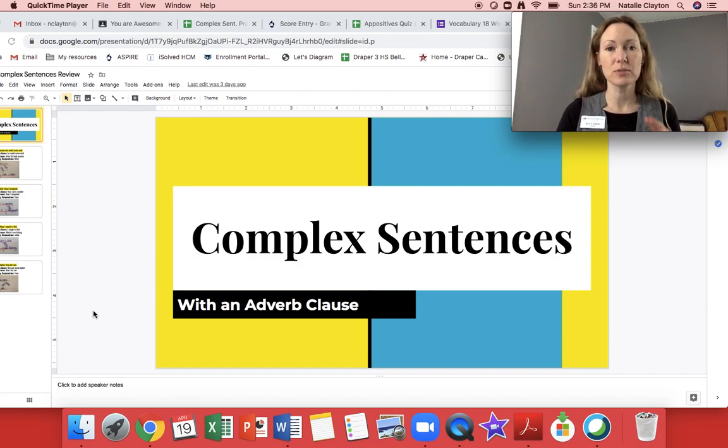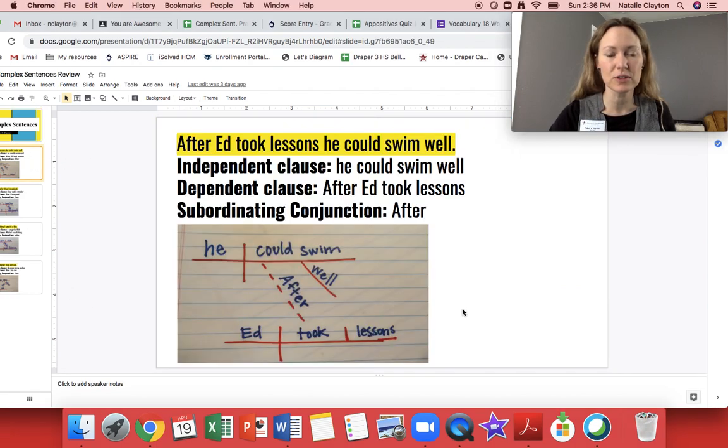But let's review those four sentences just to make sure that you're solid on that for when our midterm comes up. It's about a week and a half away, and we will have complex sentences with an adverb clause on the midterm. So, one of your big assessments. Let's take a look at this first one. After Ed took lessons, he could swim well.